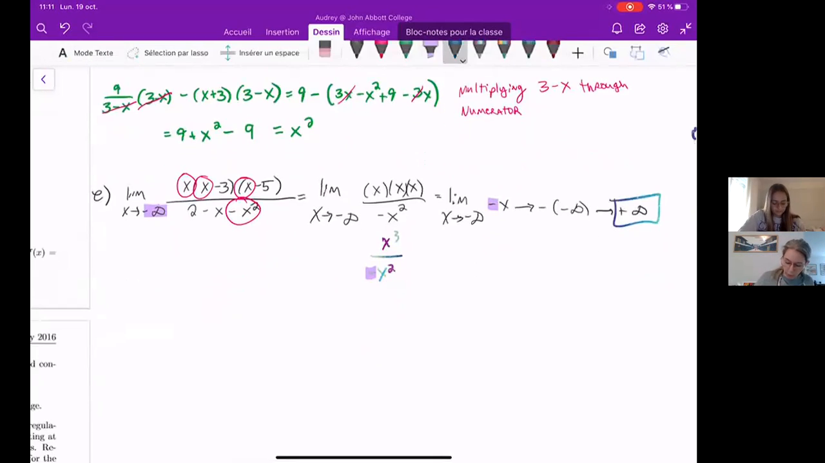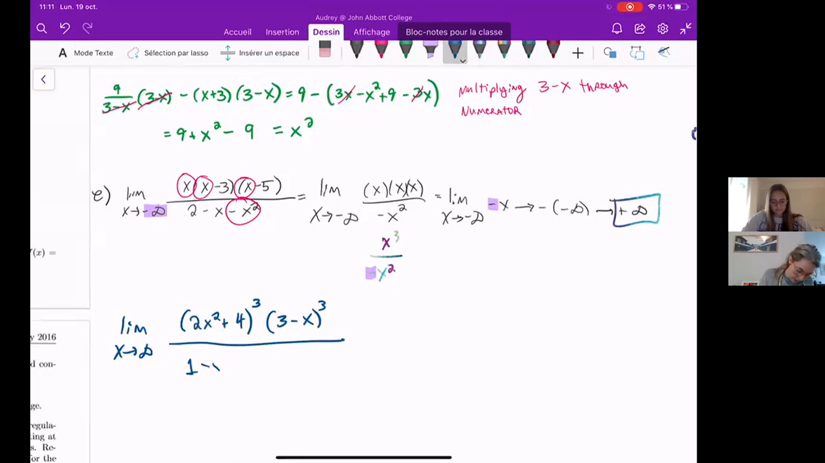I'm just gonna do the limit as x approaches infinity. We'll say 2x squared plus 4 cubed times 3 minus x cubed times 1 minus x squared to the 4th times 2x plus 1 squared.